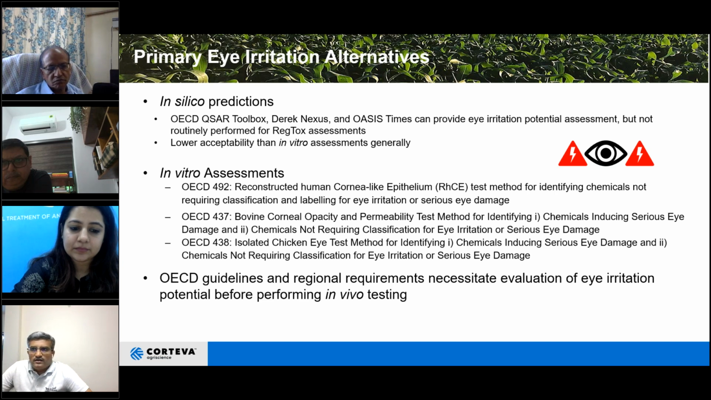OECD guidelines and general requirements necessitate evaluation of eye irritation potential before performing in vivo testing.